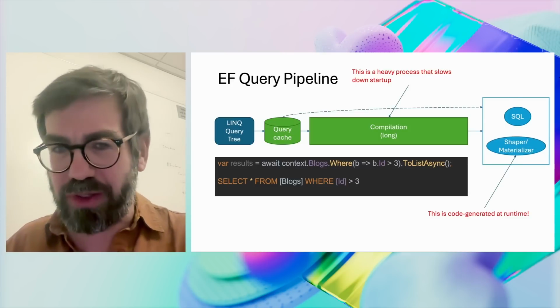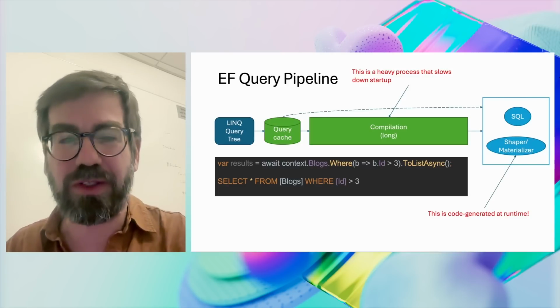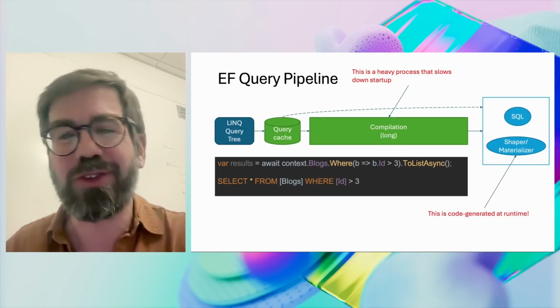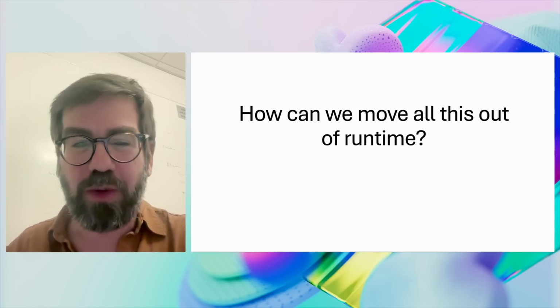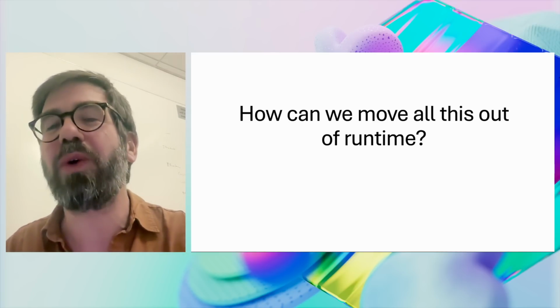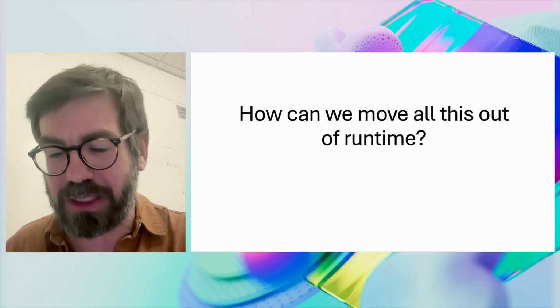But we cannot do this in native AOT. You can't code generate stuff at runtime. There is no JIT, right? So we've got a problem on our hands. What's the solution? How can we move all this out of runtime is basically the question.